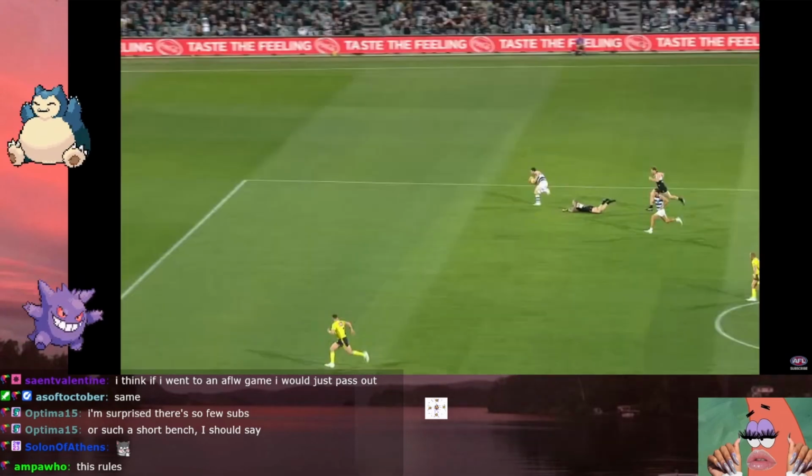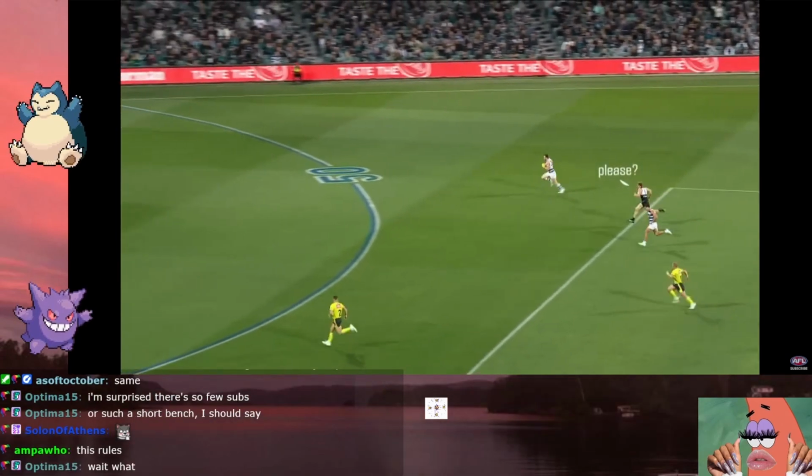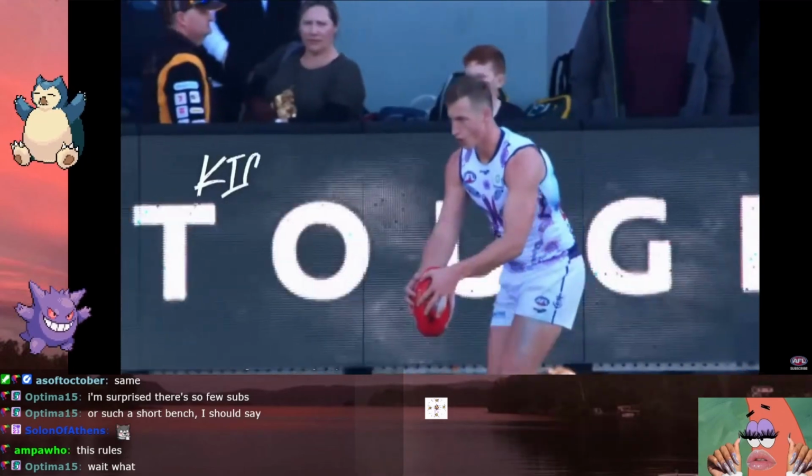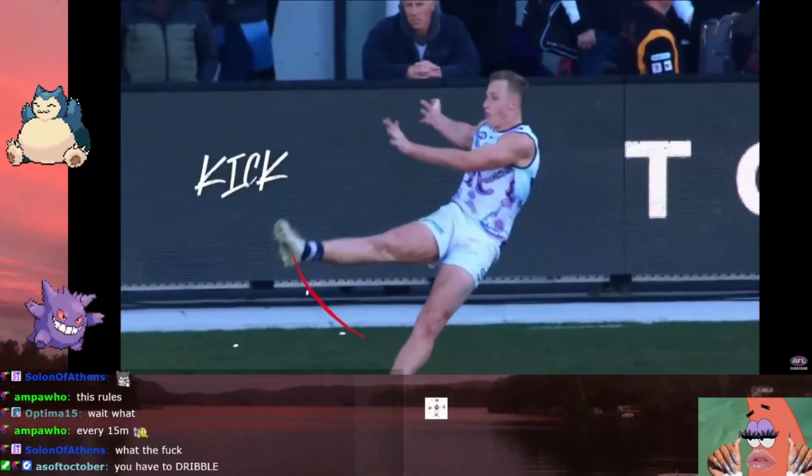Penny! Oh, he's in a good spot. Penny with a bounce. Here's the moment. Penny with a second bounce. And finally, you can kick the ball.